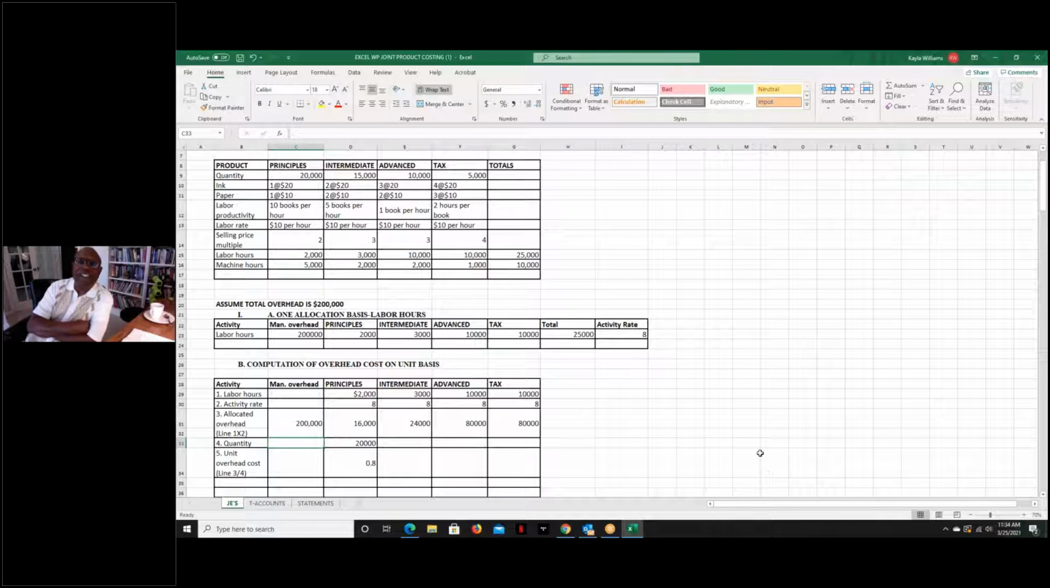Amazing. So hopefully we're seeing that the purpose of what we've done is to allocate the $200,000 to each book. Is that clear? Yes. Okay. So we had to come up with a way to get overhead to each book so that we could get a unit overhead cost for each book, so that we could get a total cost for each book, so that we could get a selling price for each book.